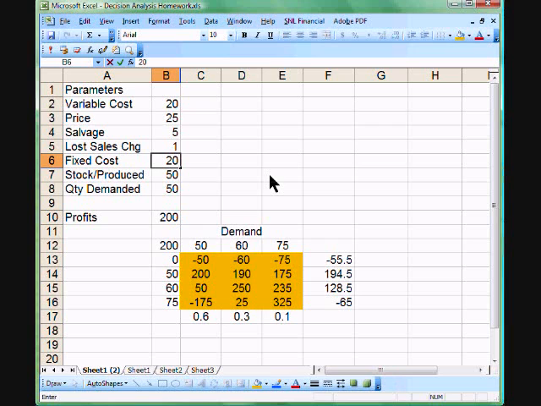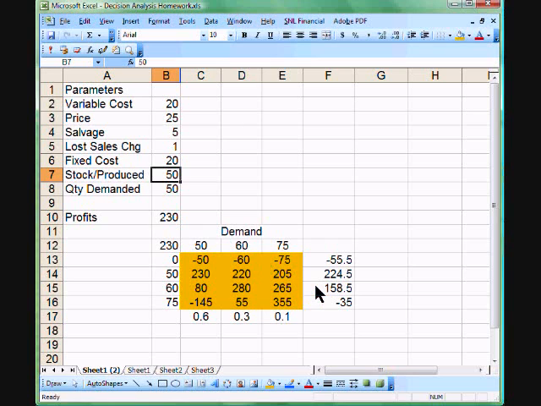Now, if you remember what's great about using data table, look, it automatically changed all of our values instead of having to recalculate everything by hand. Be careful on those kind of things when you're calculating them by hand. To make a mistake like that, it's kind of hard to undo all that.